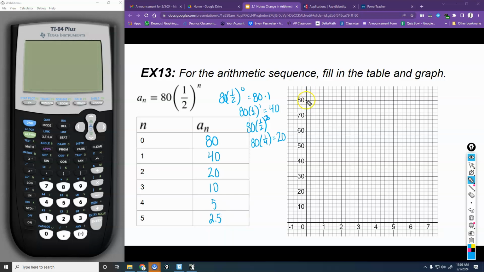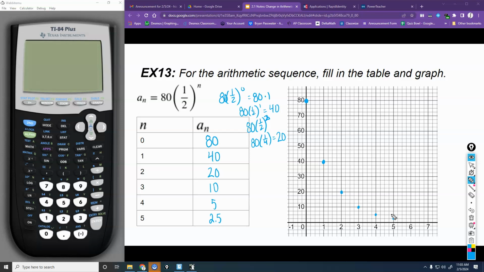So if we graph those, we've got 80 at the 0 power, 40, 20, 10, 5, and then 2.5. And again, I'm wanting to connect those, but we don't because this is a sequence here. If we did connect it, it looks like an exponential graph there.